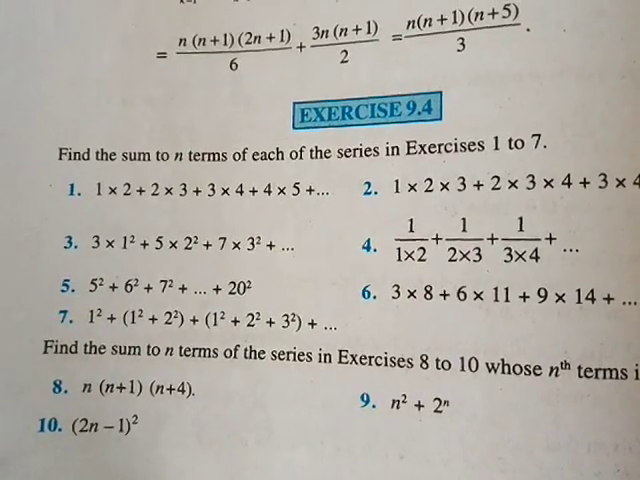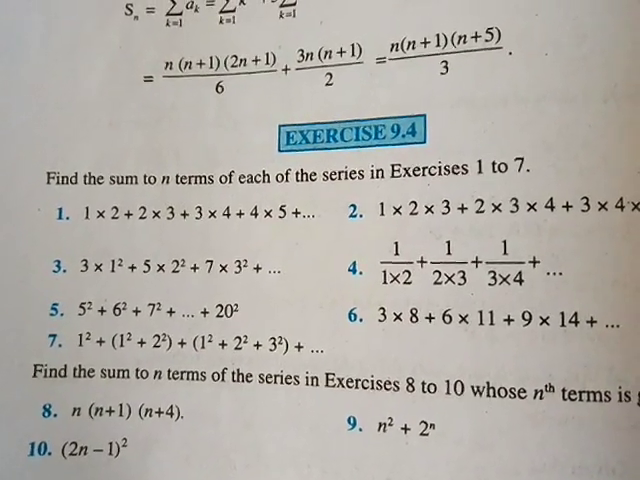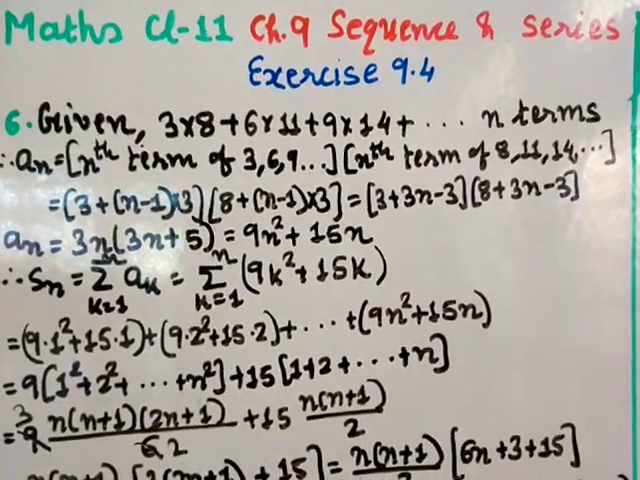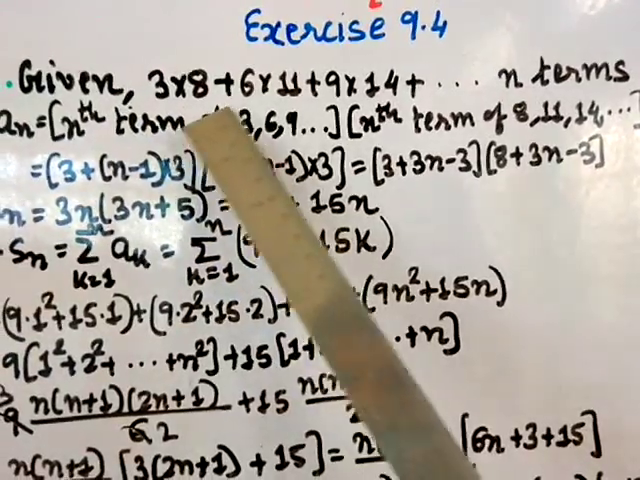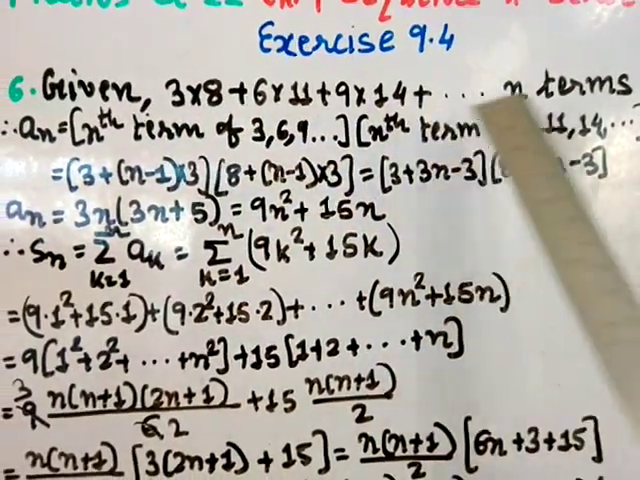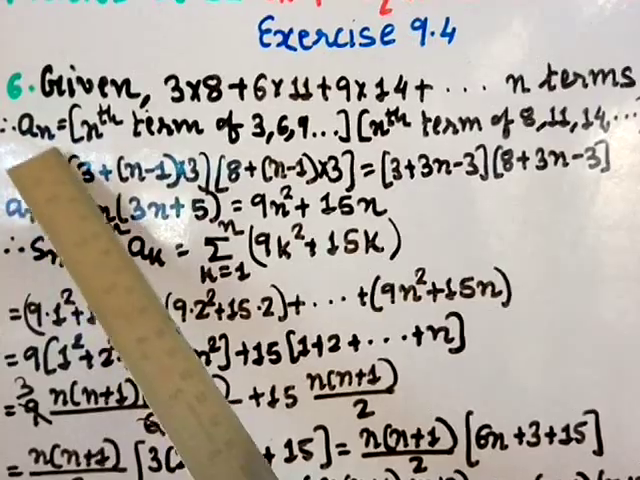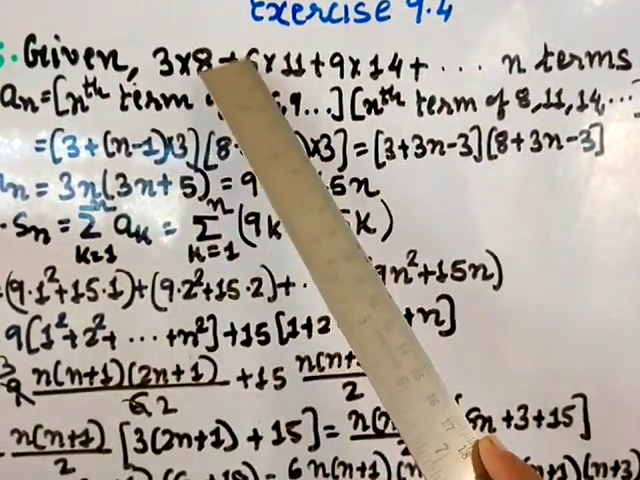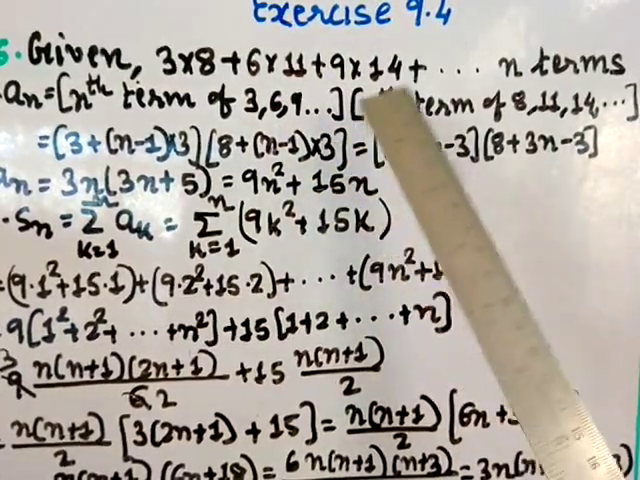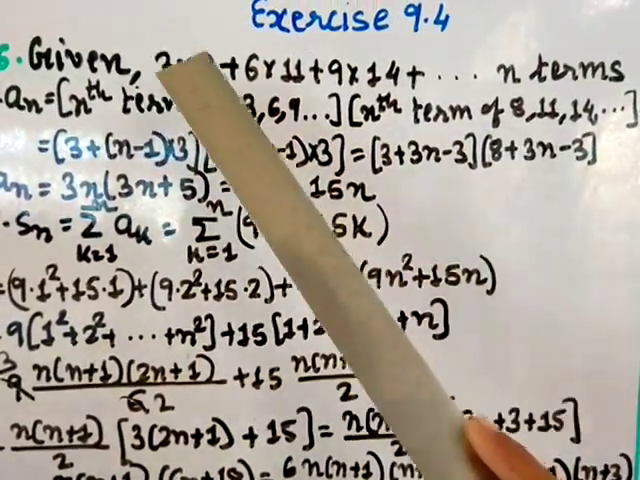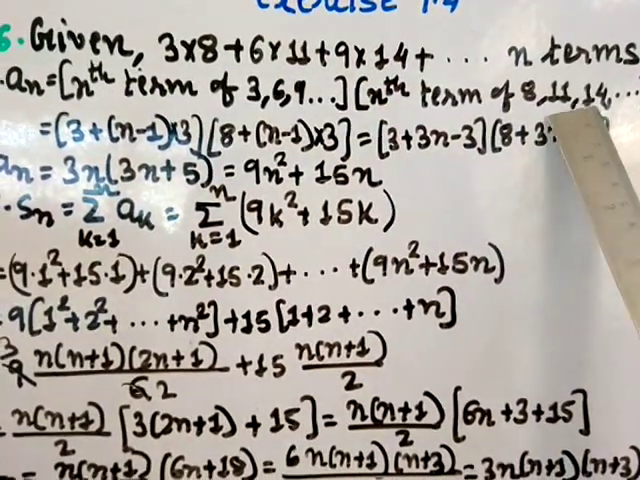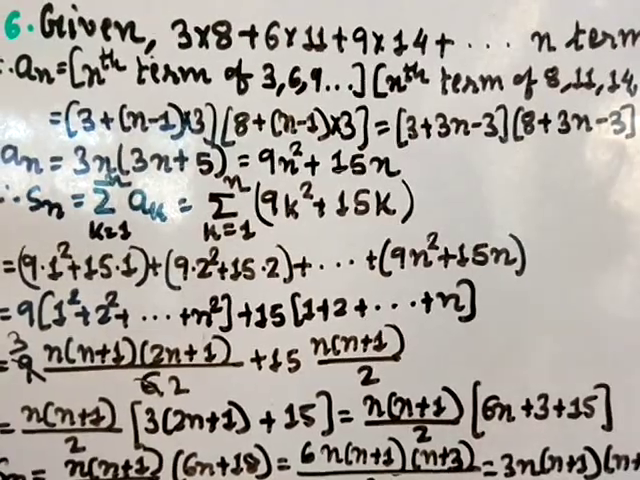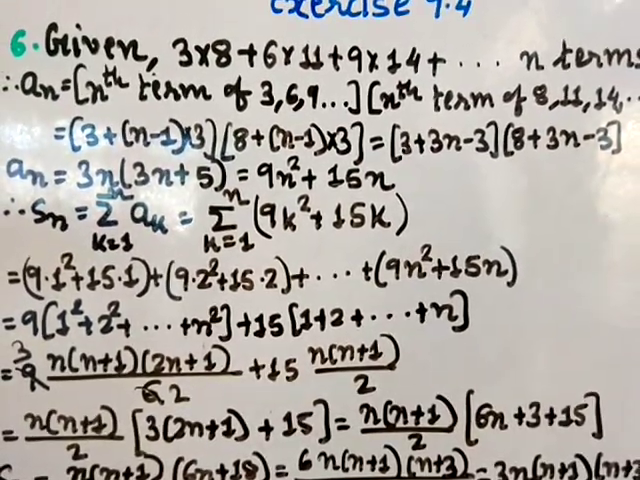Question number 6. 3 into 8 plus 6 into 11 plus 9 into 14 plus up to n terms. So we are given here 3 into 8 plus 6 into 11 plus 9 into 14 plus up to n terms. So an equals the nth term of the first terms in the product, that is 3, 6, 9 and so on, into the nth term of 8, 11, 14 and so on, right? So here we use the formula an equals a plus n minus 1 into d, where a is the first term and d is the common difference.